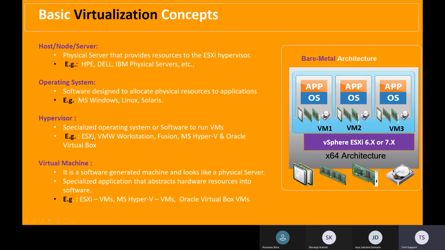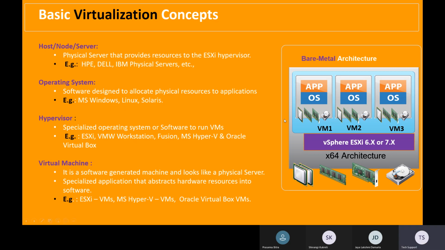Similarly, we have competitor products to VMware. The competitor products are Microsoft Hyper-V and Oracle VirtualBox, and there are other software products and competitive vendors also. For example, Nutanix is one of the vendors. They have a hypervisor operating system called AHV, Acropolis Hypervisor. Citrix also has a hypervisor, called Citrix XenServer. But compared to other third-party vendors in the current market, the most popular server virtualization software is VMware ESXi.